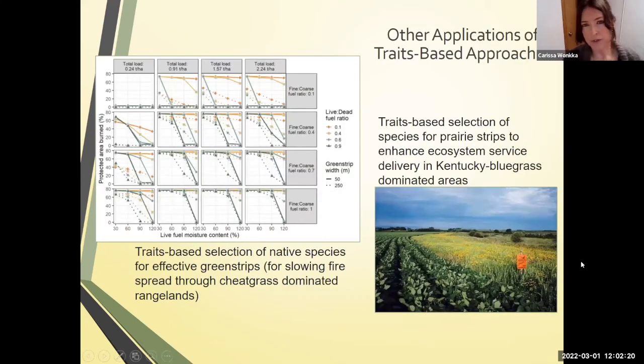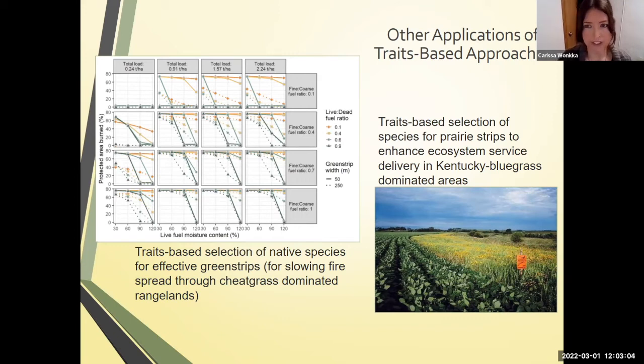And so just a few quick other applications of a trait-based approach. We just did a study where we modeled fire spread through green strips. And green strips, they're used out west a lot to stop cheatgrass fires because cheatgrass will carry fire very readily. It's a lot of fine fuel and the BLM especially is putting a lot of money into how do we create fire breaks that won't cause ecological damage? So they want to use native species, but we need to know what types of species will actually change the spread of fire. And so we did a traits-based selection of native species for effective green strips, and we compared the traits by altering different parameters of the fire spread model.